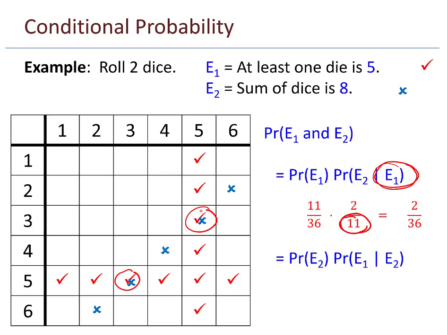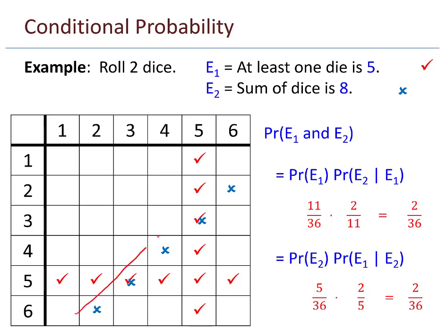And so that's how we get our 2/11ths for that second fraction. Now, let's do this the other way. The probability of E2 times the probability of E1 given E2. So 5/36, there are 5 x's on the board.